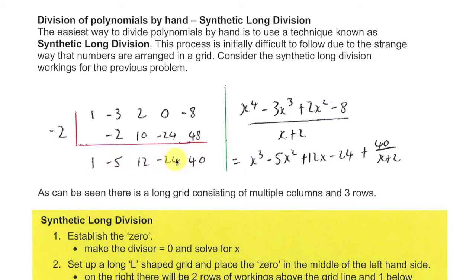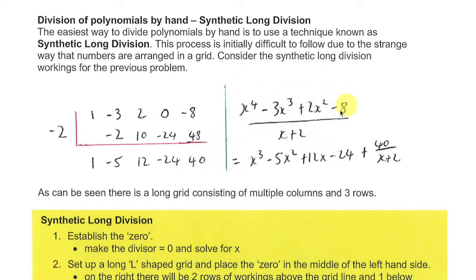How is it that we interpret this? The last part is the remainder, and that leaves me with 3 other numbers. So the way I would read this is that it's x cubed minus 5x squared plus 12x minus 24 with a remainder of 40. In other words, if I take the quartic x to the power of 4 minus 3x cubed plus 2x squared minus 8, and I divide it by x plus 2, that's what I get as a result, with a remainder of 40. So I can write it like this here.